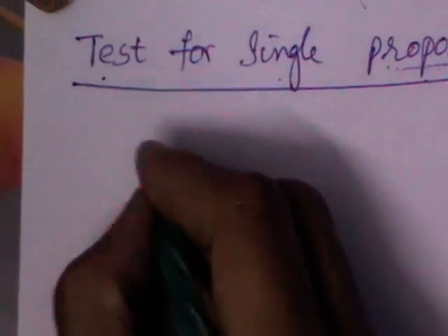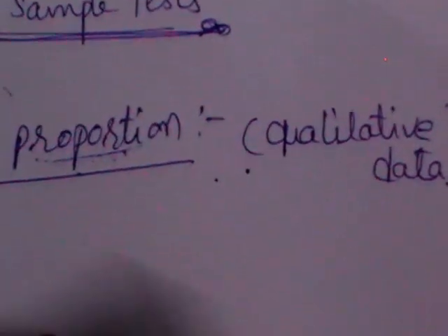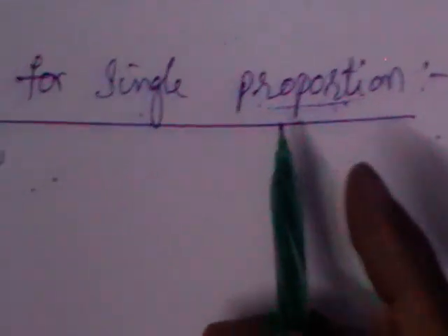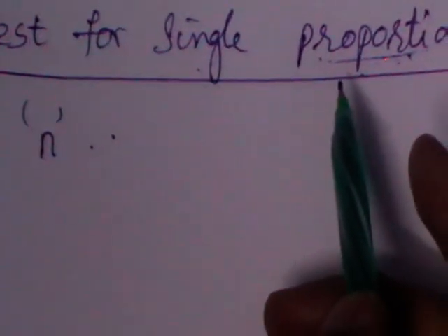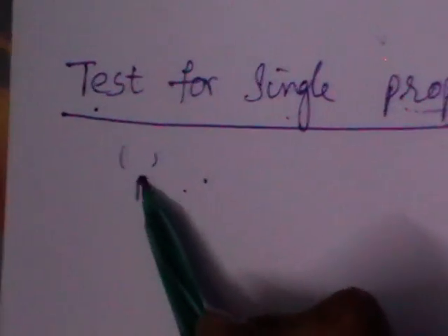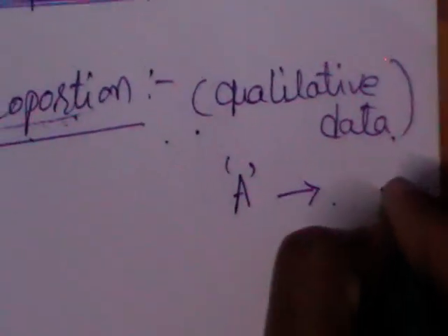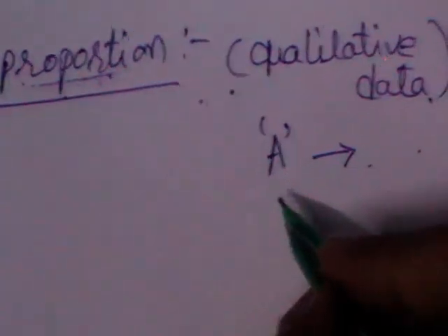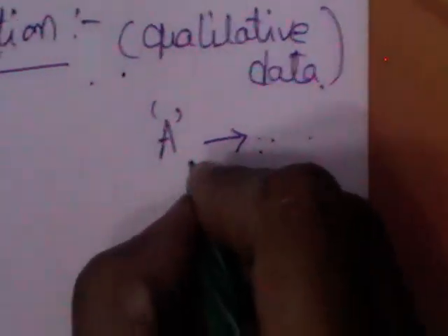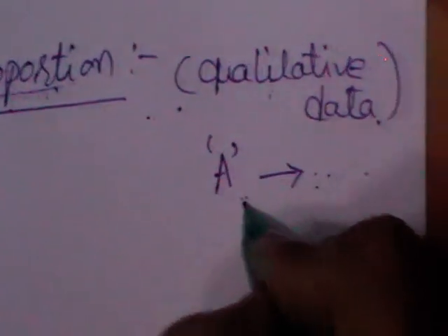Let us suppose that we have a sample of size n, and proportion is related to qualitative data. How do you define a proportion? Proportion is nothing but whenever you are given a whole, a part of it is called a proportion. Here also, consider a sample of size n, and let A be the attribute or the characteristic under study. Let us say that if you have 100 different colored buttons, the red colored buttons are the study, and that is the proportion you are going to calculate.